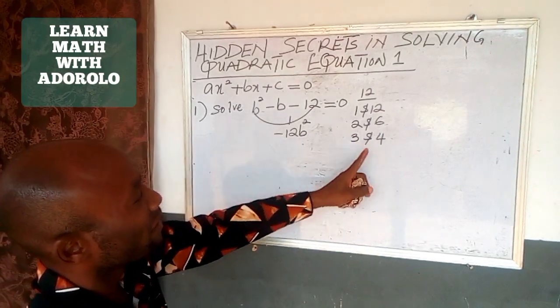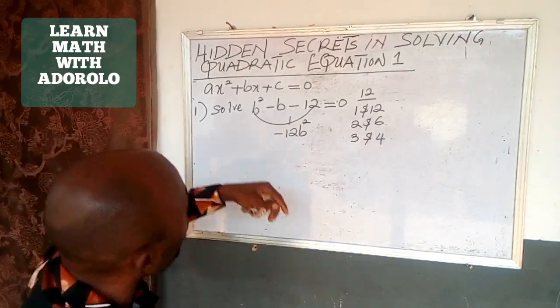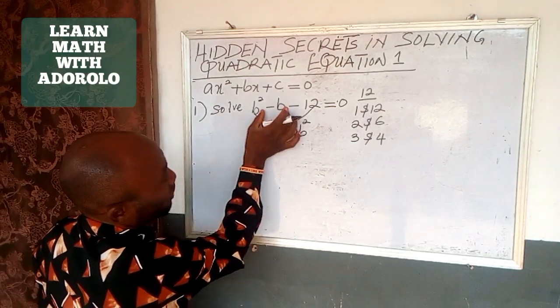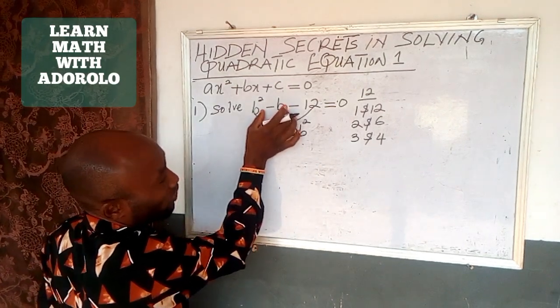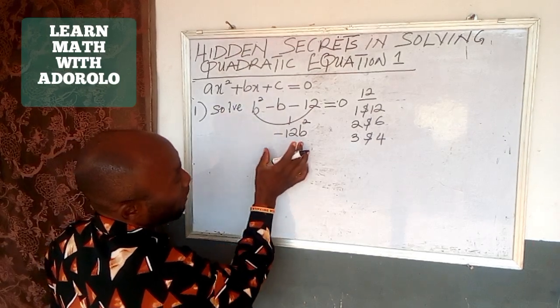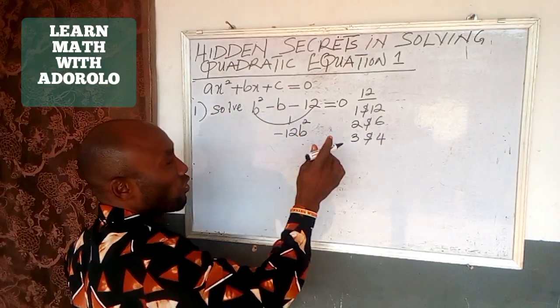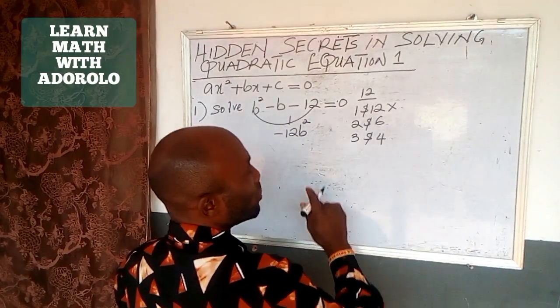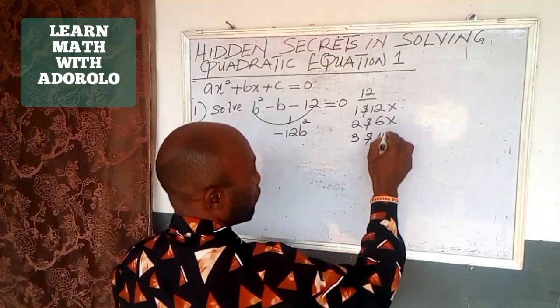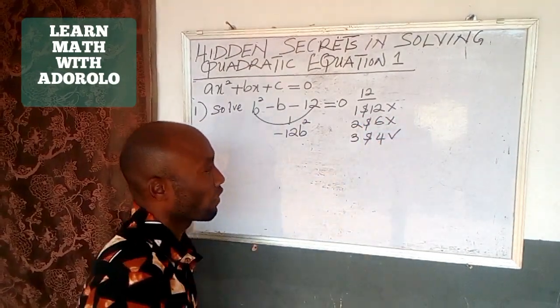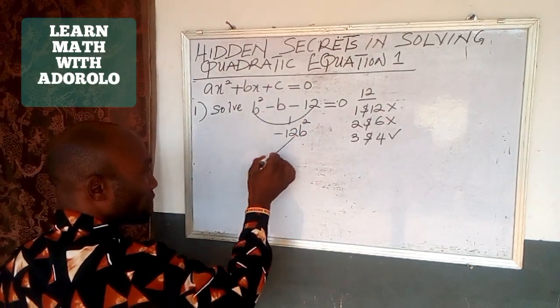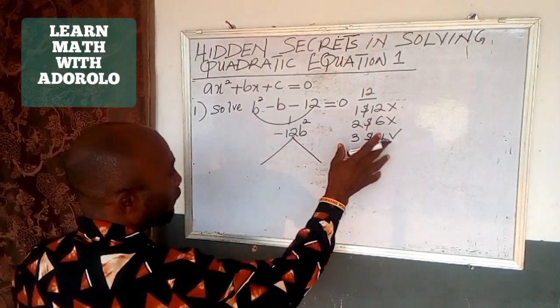You look up inside this factor, which particular one, which one you add or subtract will give you this middle expression, which is minus 1 or minus b. And which one to multiply will give you this constant term. There's no how you use 12 that will give you minus 1. And there's no how you use 6 and 2 that will give you minus 1. So the correct factor is what? 3 and 4. So what you do quickly, you bring your 3 and 4.